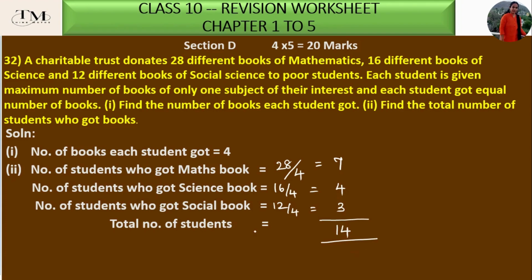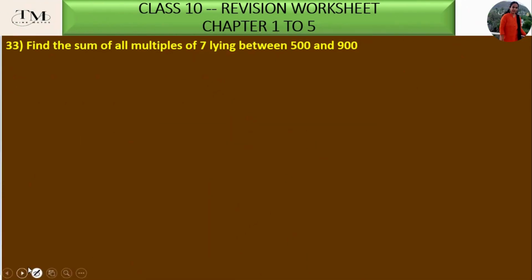Okay children, I hope you can understand this problem. So, moving on to the next problem. Find the sum of all multiples of 7 lying between 500 and 900. We have to find the numbers that lie between 500 and 900. Those numbers should be multiples of 7, that is, divisible by 7.